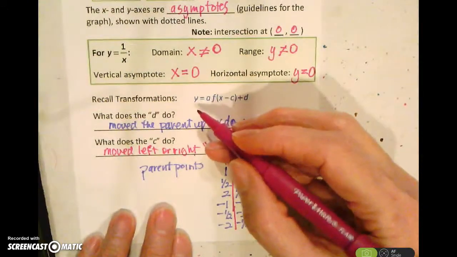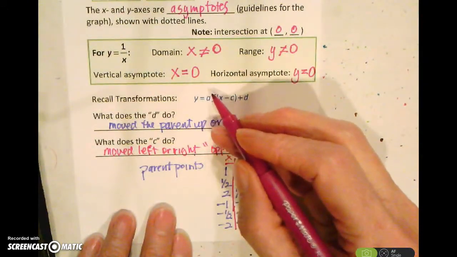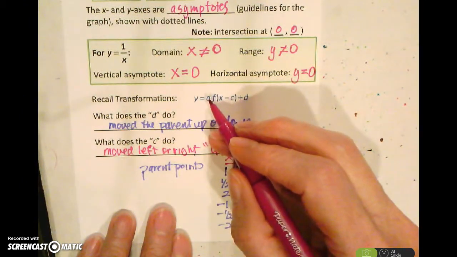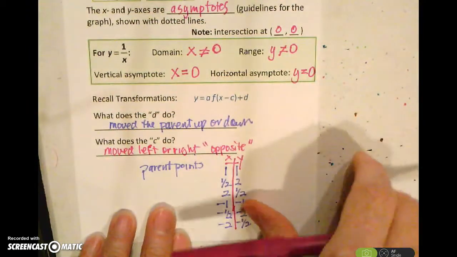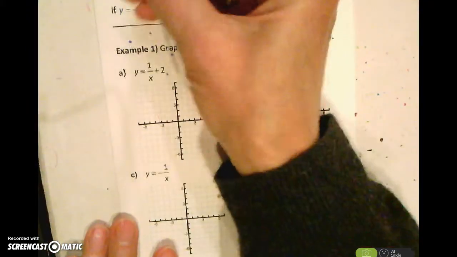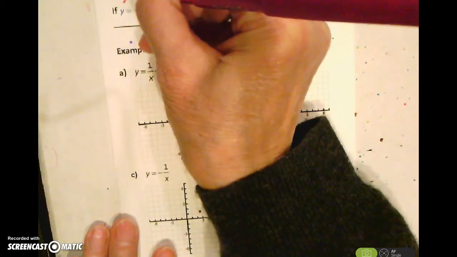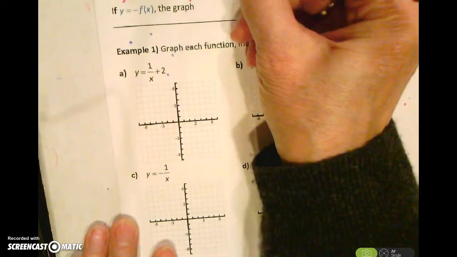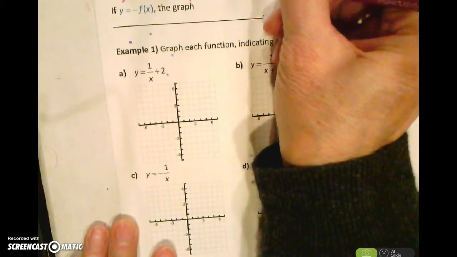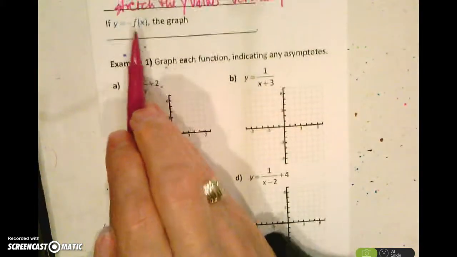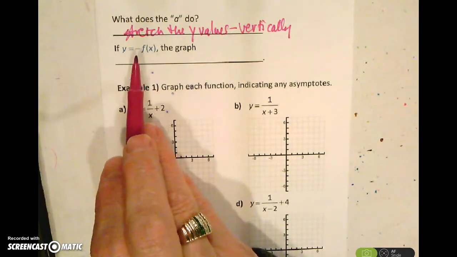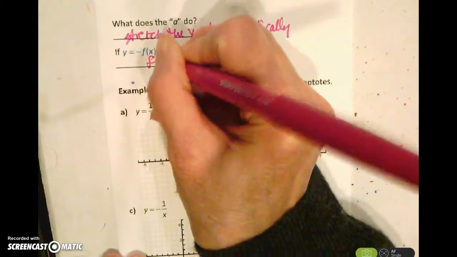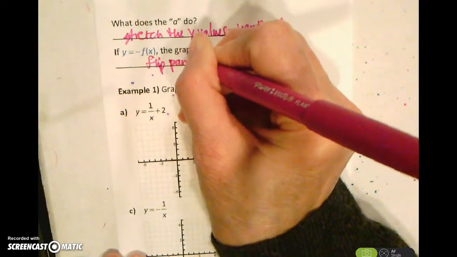All right, before I go to the next slide, what does this A do right here? Now the A is multiplied times the parent. So remember, if you multiply a number times the parent, it's going to stretch. I'm going to put here, it's going to stretch the Y values. So it stretches it vertically. And lastly, if we put a negative in front of our parent function, it's going to flip the parent vertically.